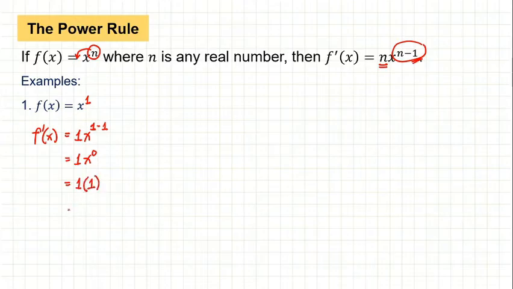And 1 times 1 is equal to 1. Therefore, the derivative of f of x equal to x is equal to 1.